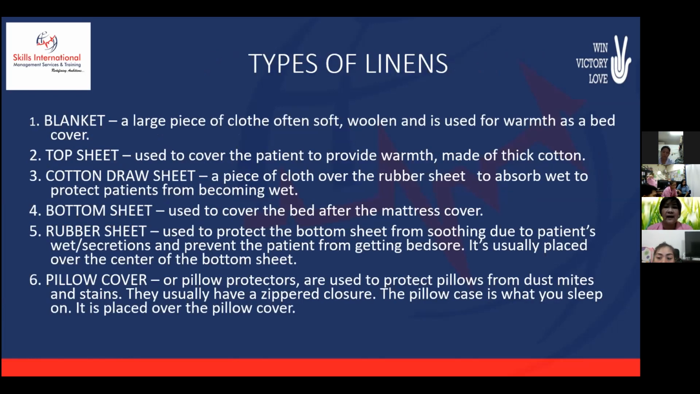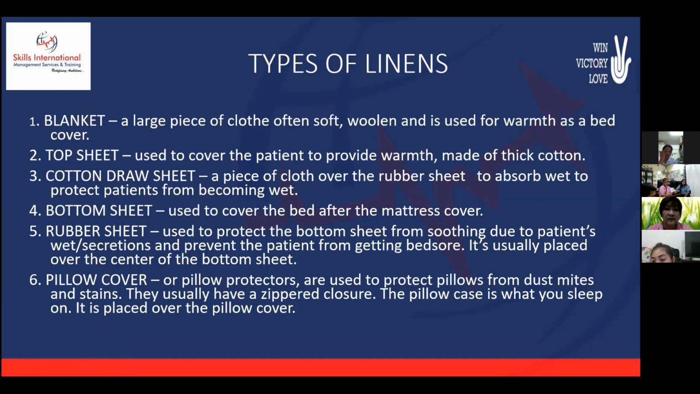So what are the types of linens? There are types of linens that we need to use during our bed making. We have six of them. The blanket is a large piece of cloth, often soft and woolen, used for warmth as a bed cover. We have the top sheet. The top sheet is used to cover the patient to provide warmth, made of thick cotton.